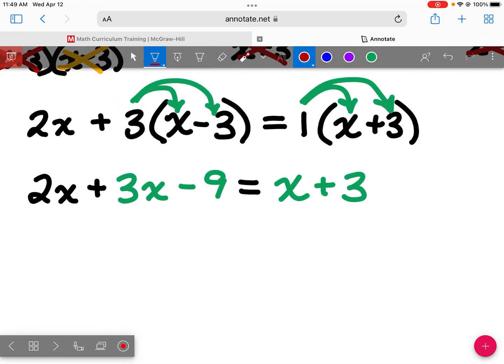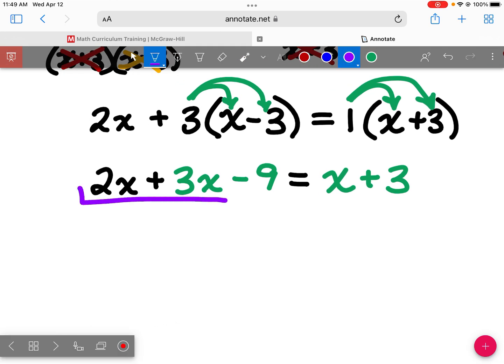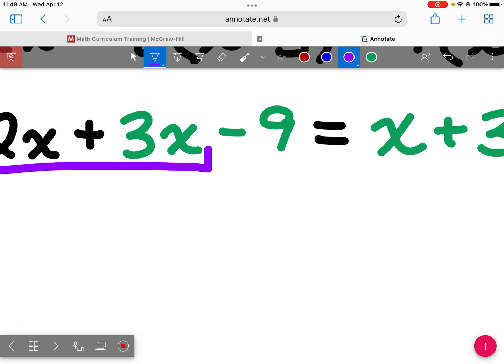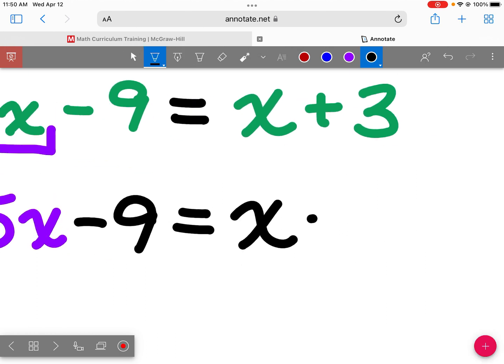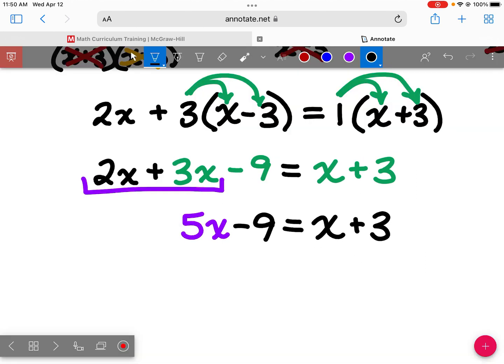Look just at the right side of the equal sign. Just at the right side. Are there any like terms to combine over there? No. What about the left side? What should I combine over there? What is 2x plus 3x? 5x. Bring down my minus 9 equals x plus 3. Is there an x squared? No. No x squared makes this way easier.